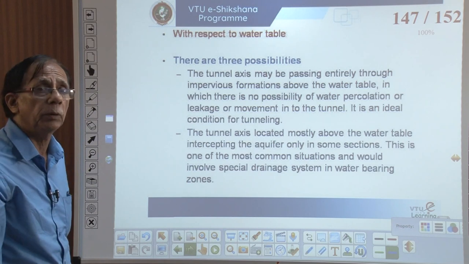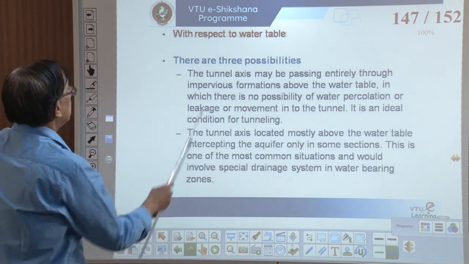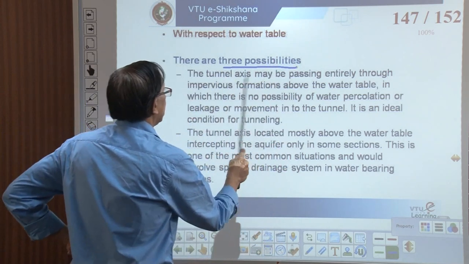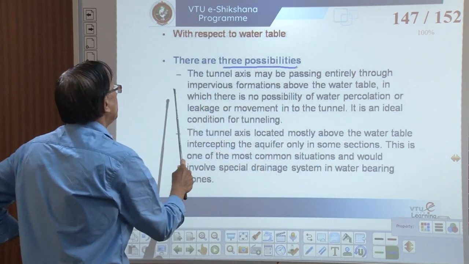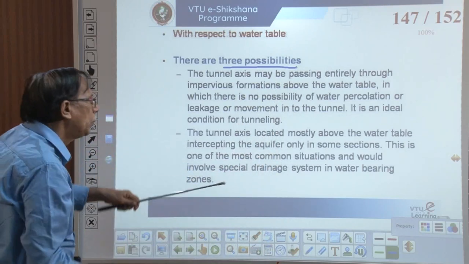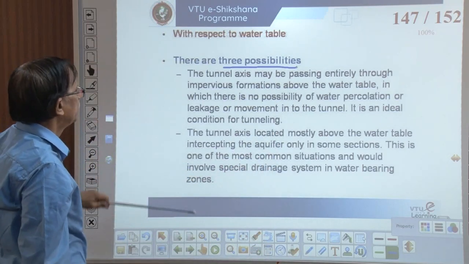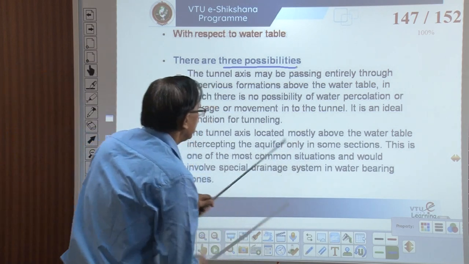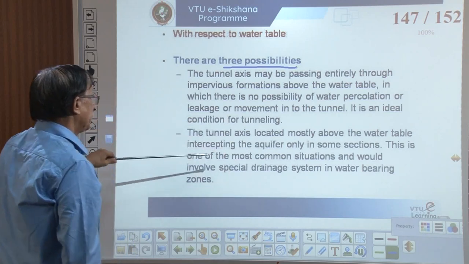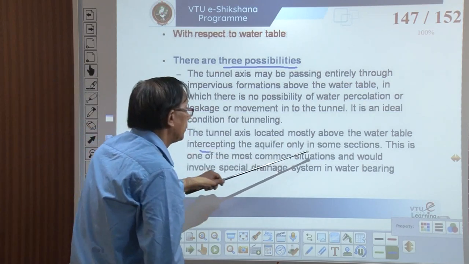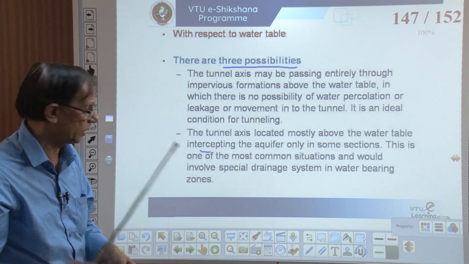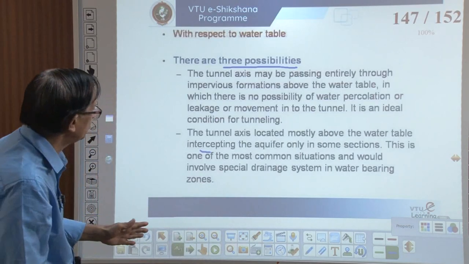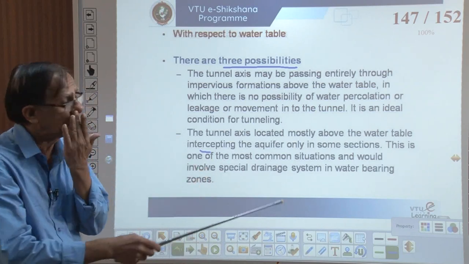With respect to the water table, what are the problems in the tunnel? There are three possibilities. The tunnel axis may pass entirely through impervious formation above the water table. No problem, safe. If the tunnel axis is located mostly above the water table, intercepting the aquifer, local problems are there. If it is well below the water table, then we have plenty of problems. Just now we have discussed.